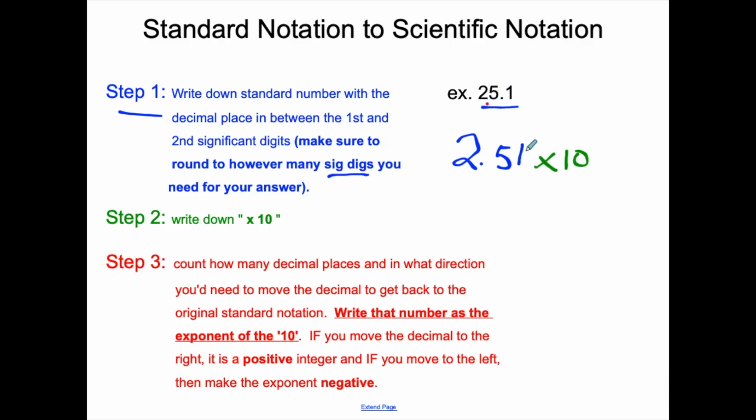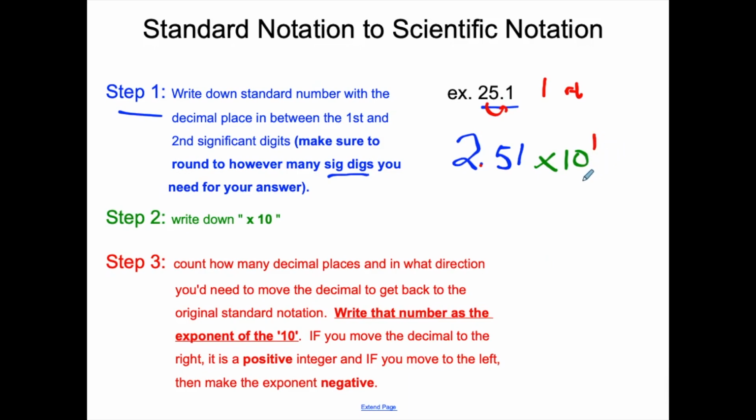Now, we have put this decimal here, as you can see. I would need to move this, if it's here now, one place to the right. This is important. However many places you have, write that number as an exponent of 10. So I would need to move this one place to get back to the original number, so that's 1. And because I moved it to the right, that's a positive integer. And so I'm not going to write down the plus. You wouldn't write it down.